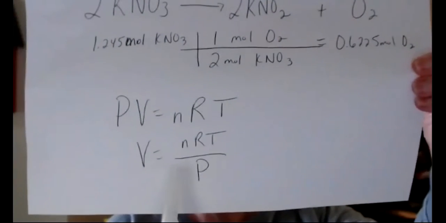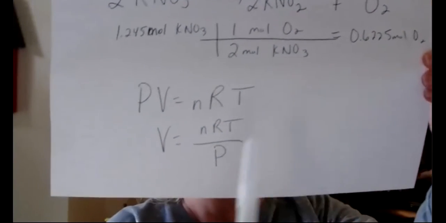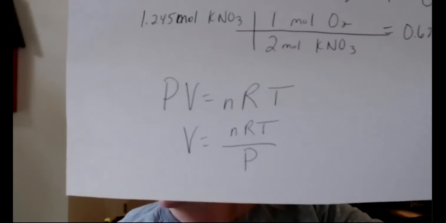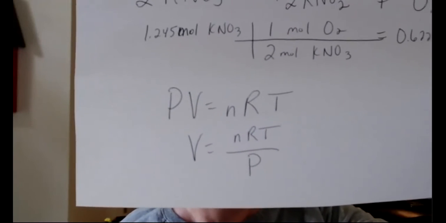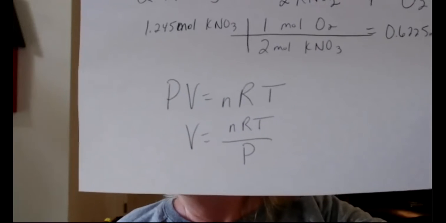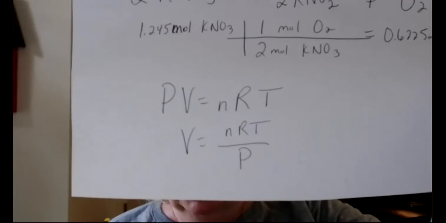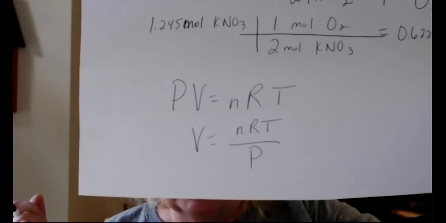You plug in your moles here. Your R is a constant. Your temperature I just did on that paper. Temperature was 297.2. The pressure was 0.9686, and you get your answer. It should have been something like 15.68. I guess my fault. I don't know what R would be at that point.